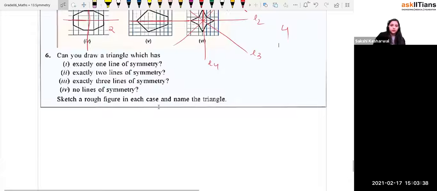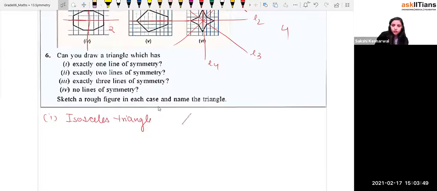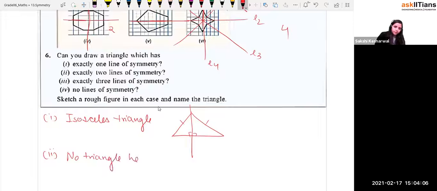Coming to the sixth part, beta. Can you draw a triangle which has one line of symmetry? One line of symmetry is basically only had by an isosceles triangle, right? So this is how you're going to draw this. This will be the line of symmetry, right? Yeah. Now coming to the second, exactly two lines of symmetry. No triangle has exactly two lines of symmetry, right?